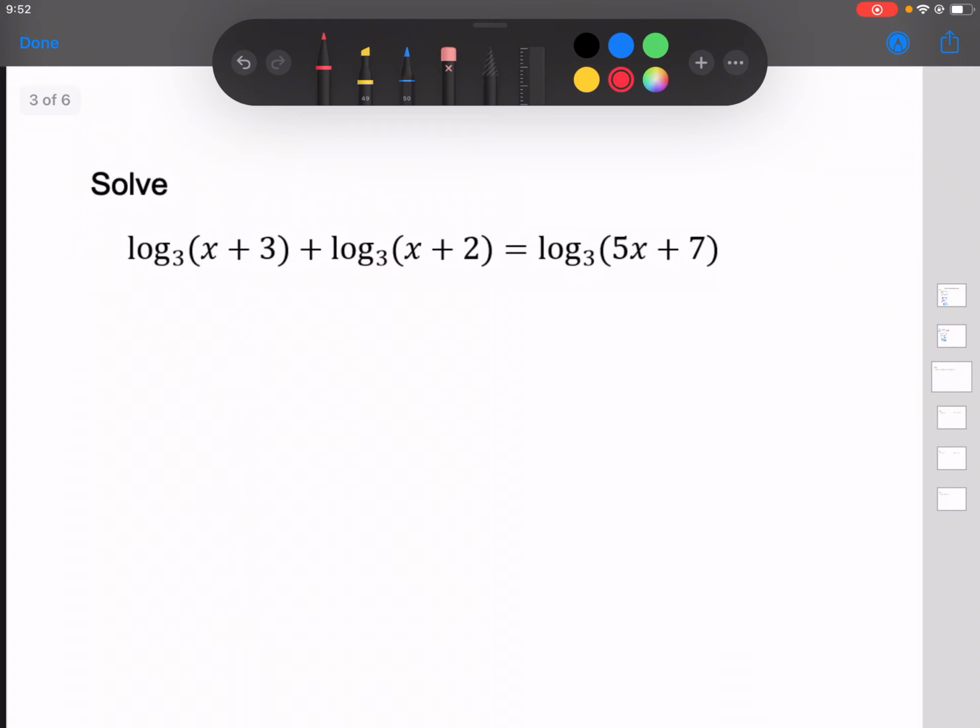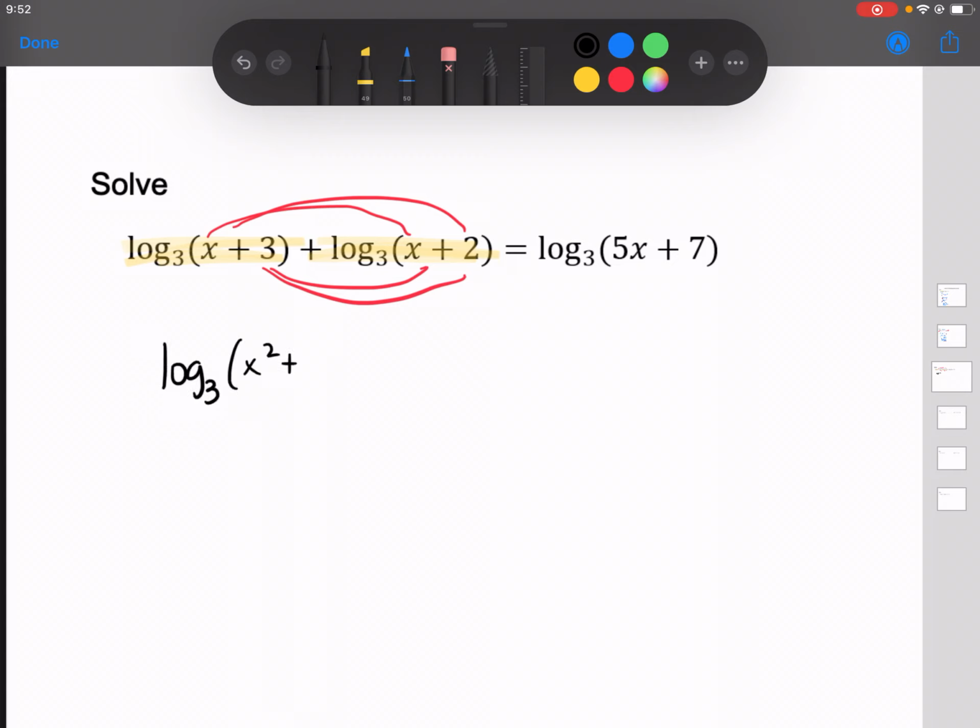All right, let's do another one. So here's a prime example, once again, of logs with multiple logs on one side. So we need to condense, so we need to distribute. And it'll still be in a log, so I don't get rid of the log. I'll have log base 3 of x squared plus 2x plus 3x plus 6. All that's going to be equal to log base 3 of 5x plus 7.